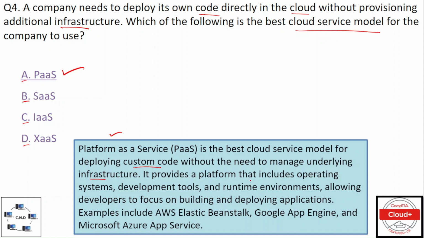It provides a platform that includes operating systems, development tools, and runtime environments, allowing developers to focus on developing, building and deploying applications. Examples of these PaaS include AWS Elastic Beanstalk, Google App Engine, and Microsoft Azure App Service.